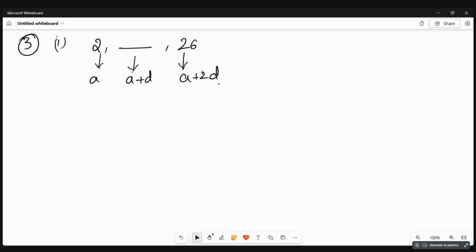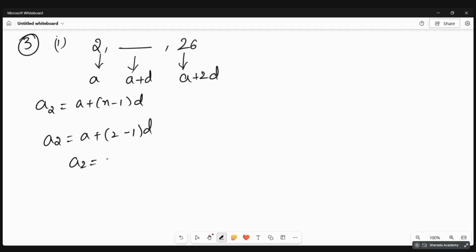Correct, no? Understood or not? See, this is the first term. First term we call it as A. Second term will be what? A2 is A plus (n minus 1) into D. Correct, no? So A2 will be A plus (2 minus 1) into D. That is, A2 is A plus D.